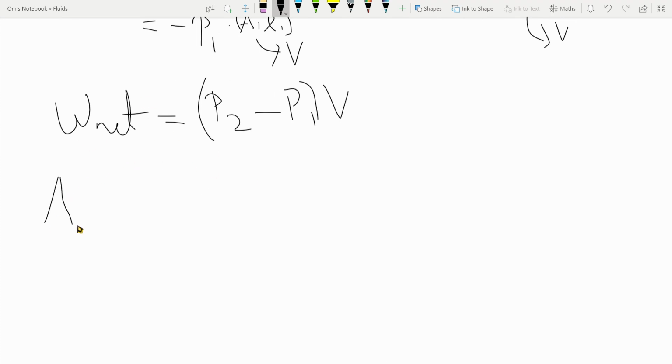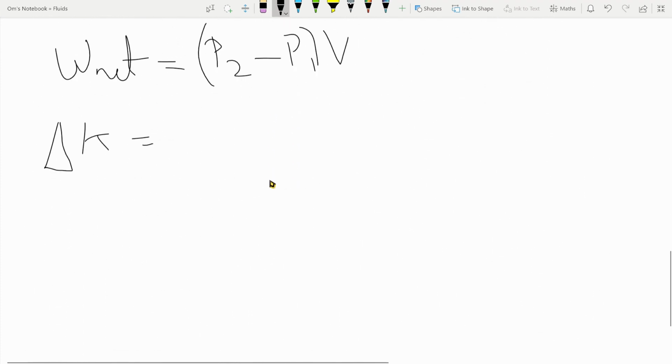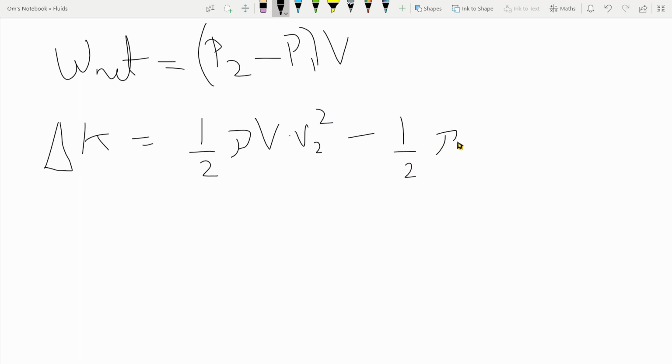Now delta K is pretty easy to write. It's simply the difference in kinetic energy of the fluid between those 2 points. But here we need an expression in terms of densities, right? So instead of writing the mass, that is, instead of writing half m v square, I'm going to write half rho times the volume into v square, that is the velocity. So let me write half rho V times v2 square minus half rho V into v1 square. I don't know if I've mentioned this, but the volume over here is the same because this is an incompressible fluid that we're talking about. So we can take half rho V outside of the bracket, and we can write this as v2 square minus v1 square.